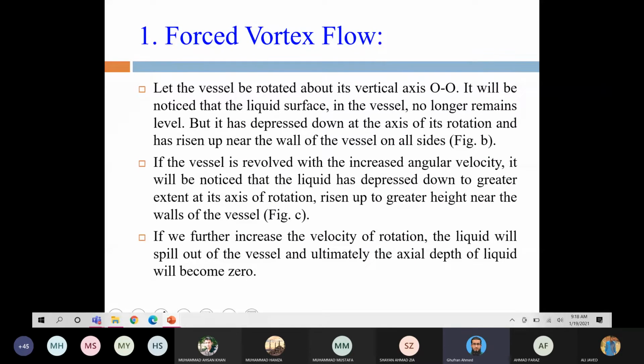Let the vessel be rotated about its vertical axis OO. It will be noticed that the liquid surface in the vessel no longer remains level, but it has depressed down at the axis of rotation and has risen up near the wall of the vessel on all sides. If the vessel is revolved with increased angular velocity, the liquid depresses to a greater extent at its axis of rotation and rises to a greater height near the walls of the vessel. If you further increase the velocity of rotation, the liquid will spill out of the vessel, and ultimately the axial depth of the liquid will become zero.